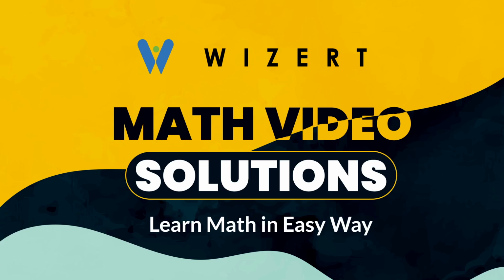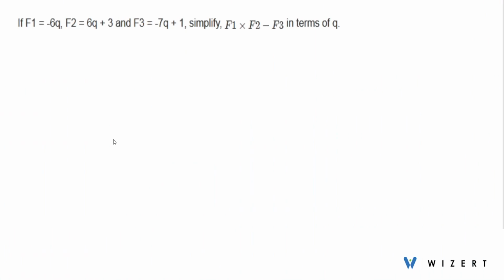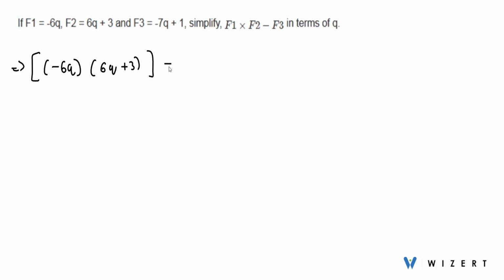So let's begin. According to the question, we have been given the value of f1, f2 and f3 in terms of q, and thus we have to simplify f1 multiplied by f2 minus f3. So f1 is minus of 6q, and then we have f2 which is 6q plus 3, and then we have to subtract the result from minus of 7q plus 1.